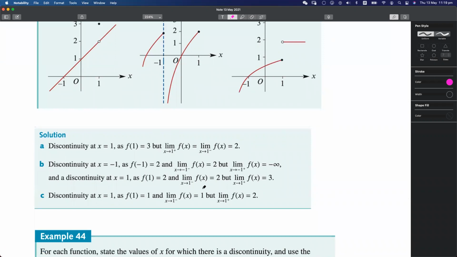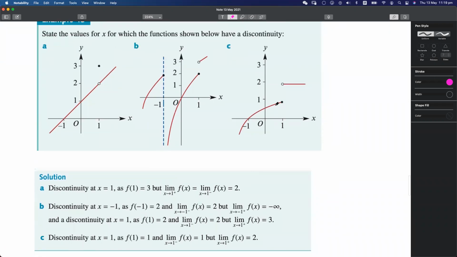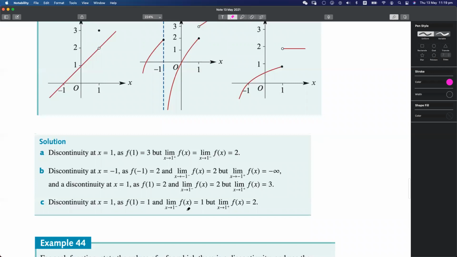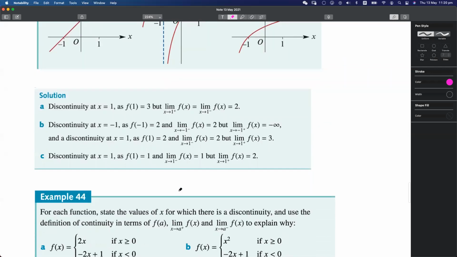At the last one, discontinuity at x is equal to 1 as f of 1 is equal to 1. And also they have different limit values when they are approaching from different directions.